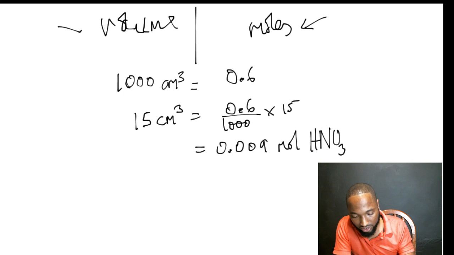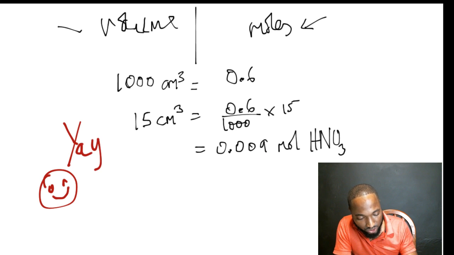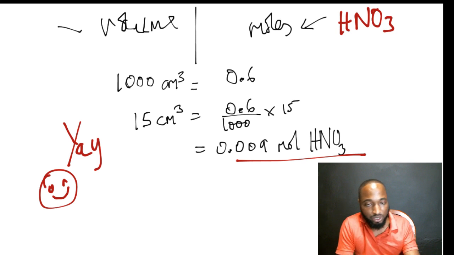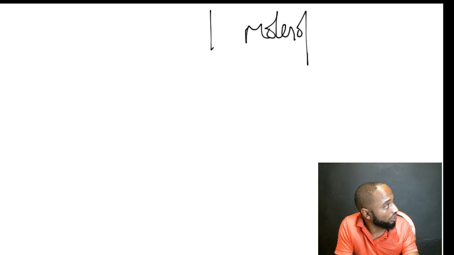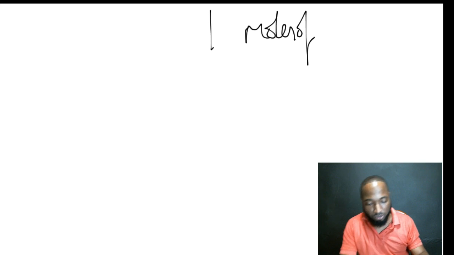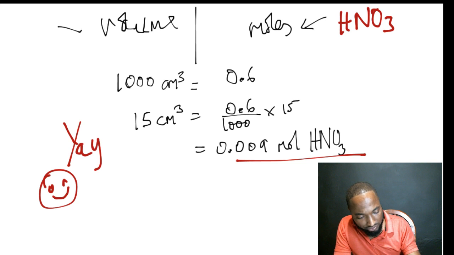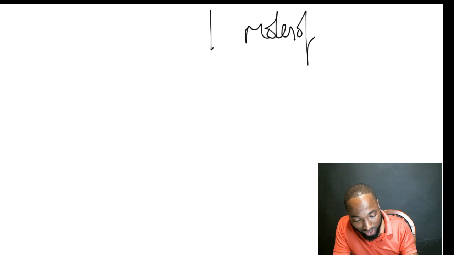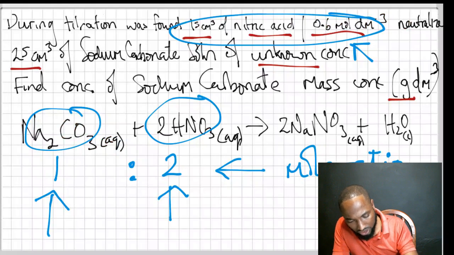Yay! We found the moles. So our first step was to find the moles of HNO3. The next step would be to use that information, the mole ratio, to find the moles of what we want. We want to find the moles of what? What's the next thing? My brain has just shut down now. Sodium carbonate, always, yeah.